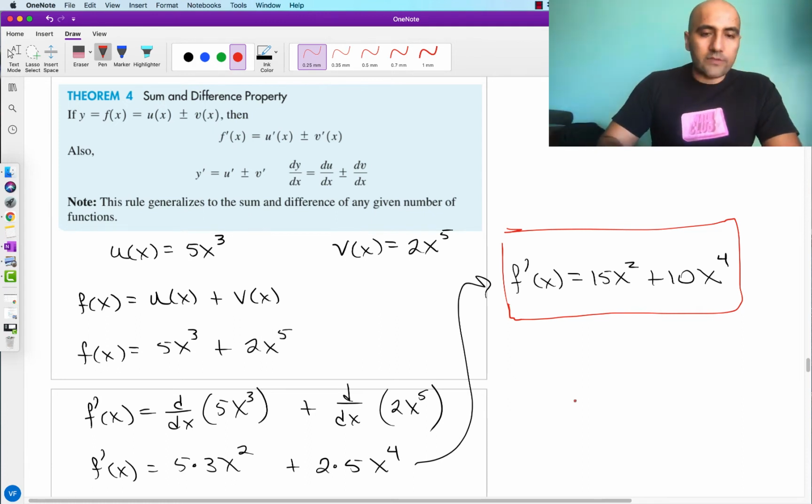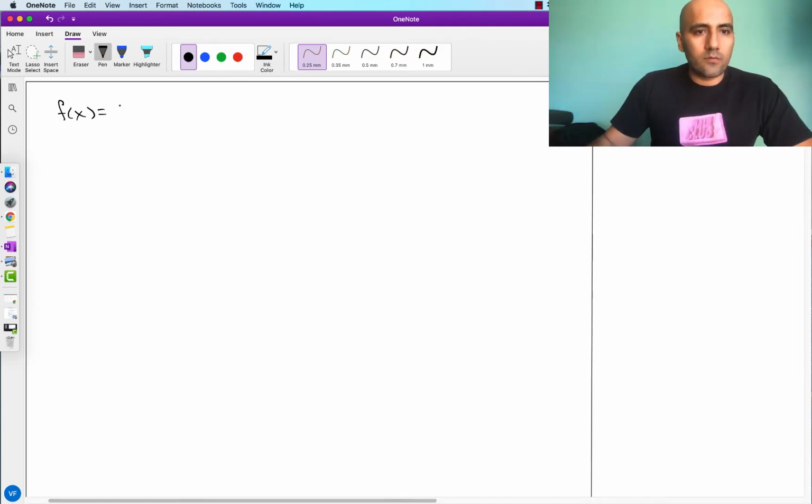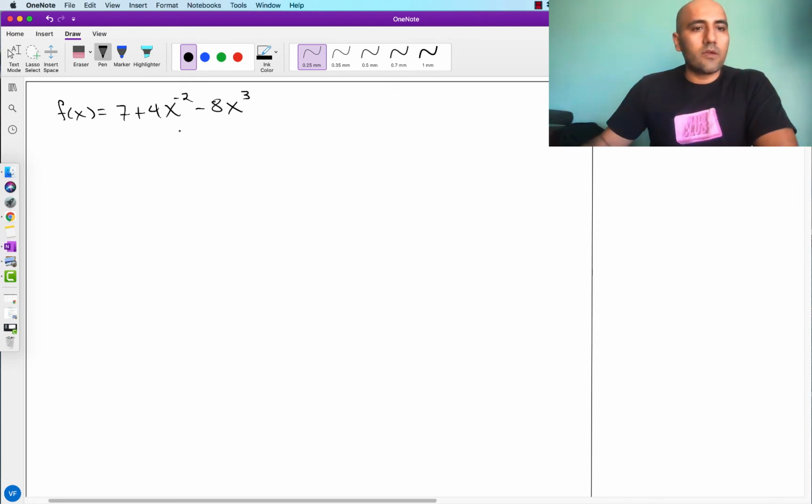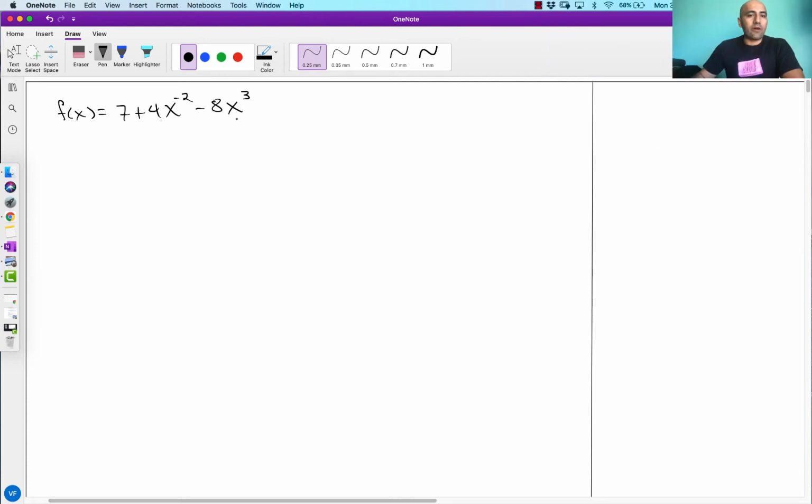Okay. All right, more examples. So for example, if the function f of x is defined as 7 plus 4x to the negative 3 power minus 8x to the third power, well, technically this is a summation or a difference of 3 separate functions, and each one of those functions fits under the power rule, so we know that each one of those is differentiable, right?